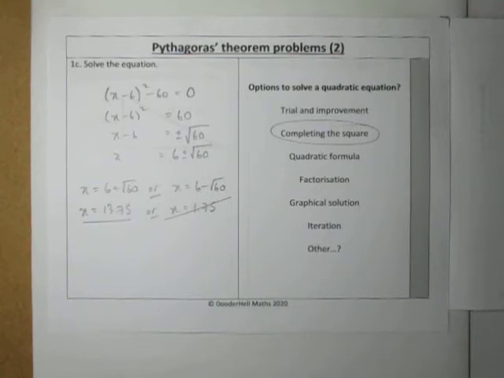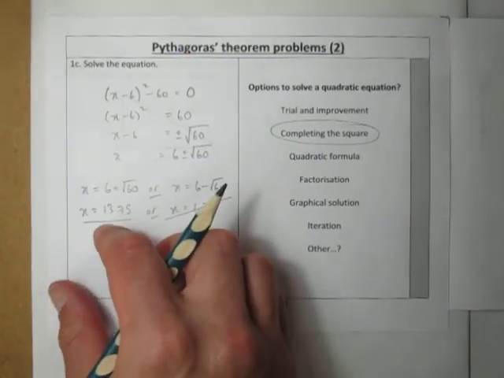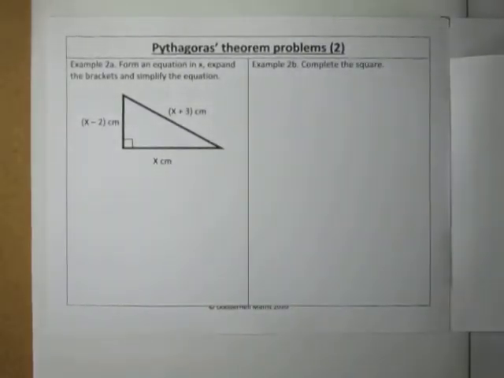So that pretty much is the technique that we're going to use today. We're going to use Pythagoras' theorem to form the equation, simplify that, complete the square, then solve the equation, and that will hopefully allow us to find the length of all the missing sides. Well, let's have a look at another example.